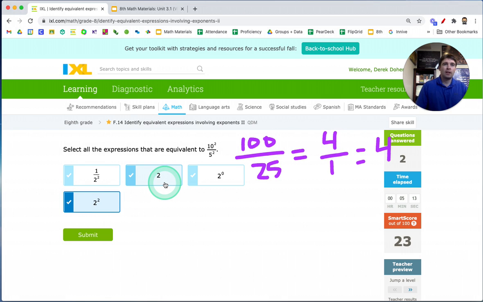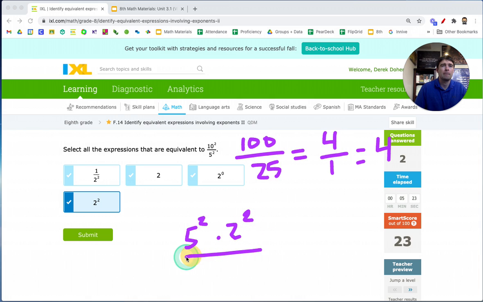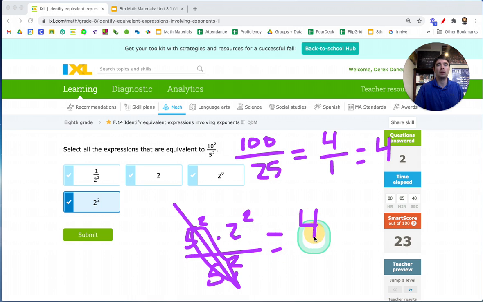Now another way I could have done this, I think IXL was actually hoping that you would see 10 squared is the same thing as 5 squared times 2 squared. And they were kind of hoping you would see this. I should have switched colors, but they were hoping you know that 10 squared is the same thing as 5 times 2, both being squared, because 5 times 2 is 10. And then the 5 squareds would cancel each other out, and all that would be left is 2 squared, which equals 4. So that's another way to think about how this is the right answer.